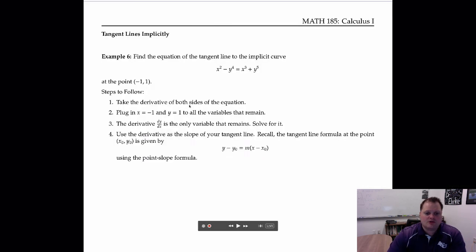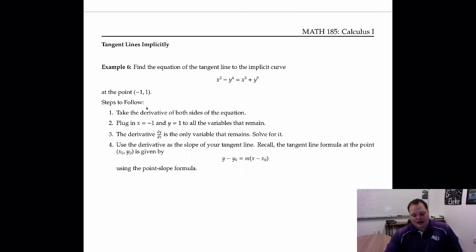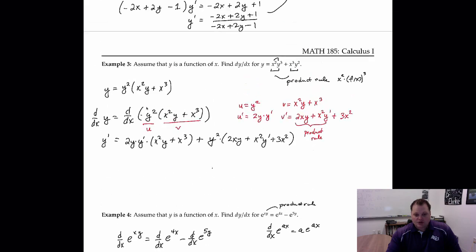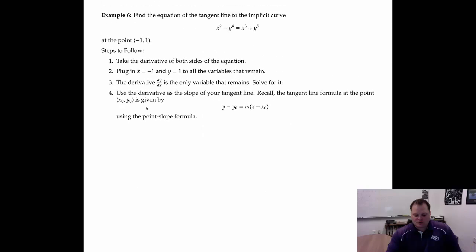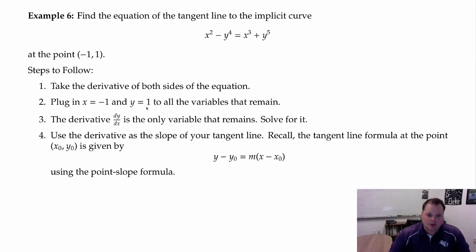All right, and the way that you do this is following these steps. So this is the second objective from this lecture that I expect you to be able to do. I expect you to know where you have horizontal slopes, where you have vertical slopes. But I do expect you to be able to take derivatives implicitly, like I've been doing earlier. And I do expect you to be able to find the tangent line to an implicit curve at a given point.